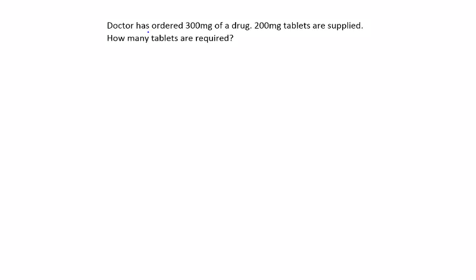Doctor has ordered 300 milligrams of a drug. So this is what the patient will need to receive. This is what we want to give to our patient. Then we read on and we see 200 milligram tablets are supplied. So this is what we have in stock.